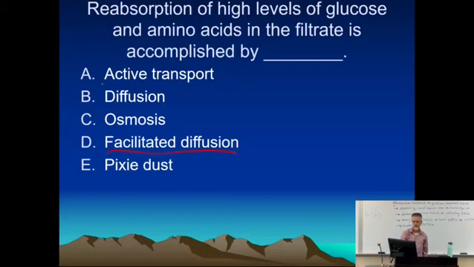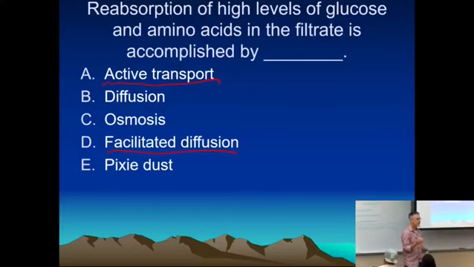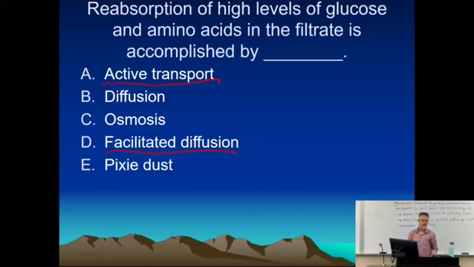You might even say it's almost like a hybrid answer here, because oftentimes when we're reabsorbing it, it's a transport molecule, but it's a secondary transport. So we're reabsorbing sodium, and we're expending energy to do that, and then glucose kind of hitchhikes and comes in through that same channel. But it's definitely not just regular diffusion, definitely not osmosis. Pretty sure it's not pixie dust.